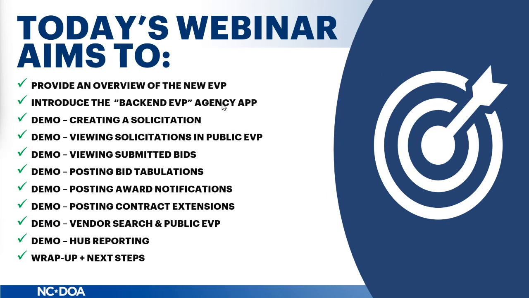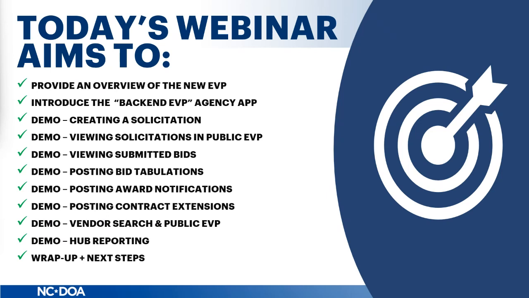Then we're going to go over a basic overview of the backend eVP, or the agency app, and that's what you are going to be using. It's essentially your new and improved version of IPS. And we're going to get into a bunch of demos there. We'll start with creating a solicitation and everything involved with that, what it looks like in public eVP for the vendors, how to review bids that were submitted to you, how to add bid tabulations, and how to post award notifications.